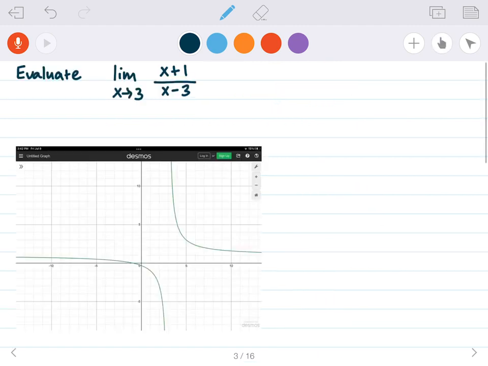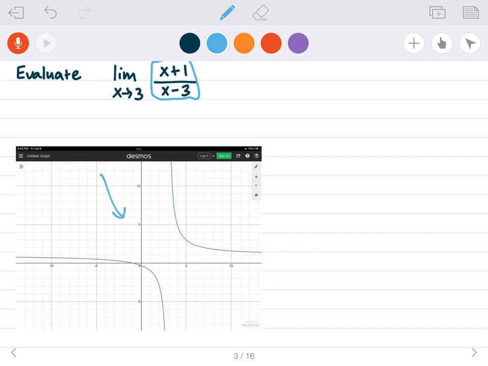All right. So the first thing I want to do is look at this example. This is a rational function, x plus 1 over x minus 3. The reason it's rational is because we have a variable in the denominator. If you were to plug this into Desmos, x plus 1 over x minus 3, you would get a graph that looks like this.